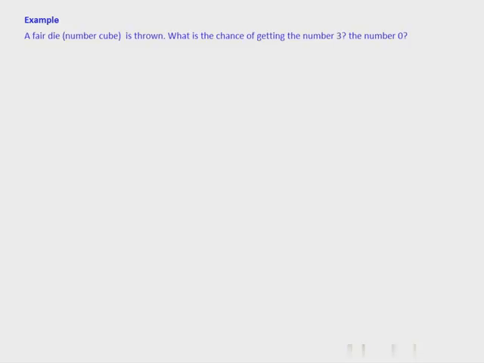So a fair die, that's a number cube numbered 1 to 6, is thrown. What is the chance of getting the number 3? When a fair die is thrown, it falls face up on any one of the 6 numbers. What is the chance of getting the number 3? Well, 1 out of 6.